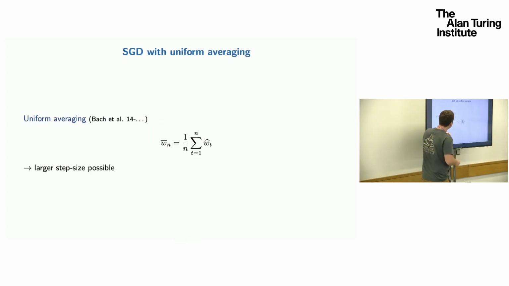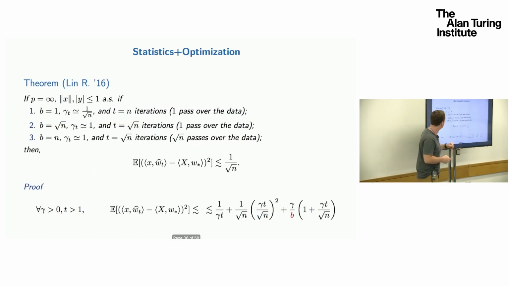All right, so quickly, one thing that you can do is averaging. The simplest way is to do uniform averaging. I'm not going to discuss this too much, but essentially the bottom line is that by doing this, you can get slightly bigger step sizes. In this kind of setting, instead of the one of square root of n, you can take something bigger.